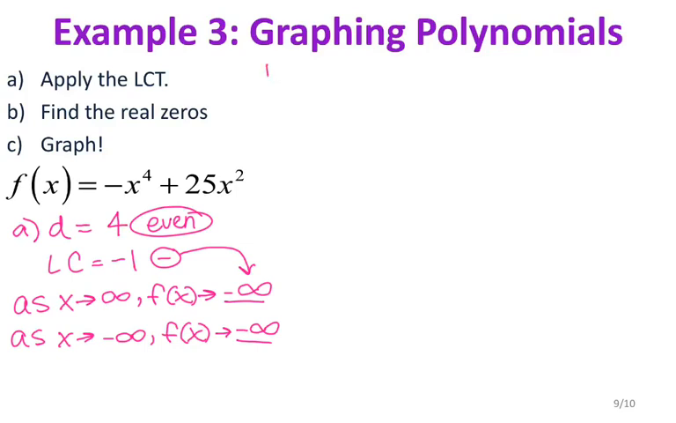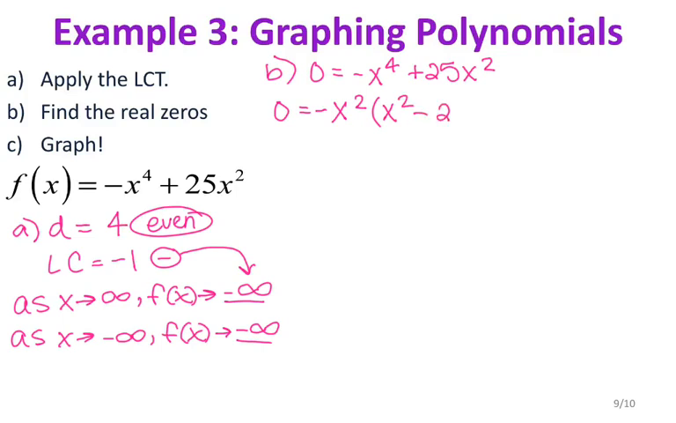Now we need to find the zeros. So to find the zeros, I'm going to take my polynomial and set it equal to 0. I'm going to factor it. Now, if you do have a negative as your leading coefficient, you need to factor it out with the GCF. So in this case, my GCF is x squared, so I'm going to take out a negative x squared. That's going to leave me with positive x squared minus 25.